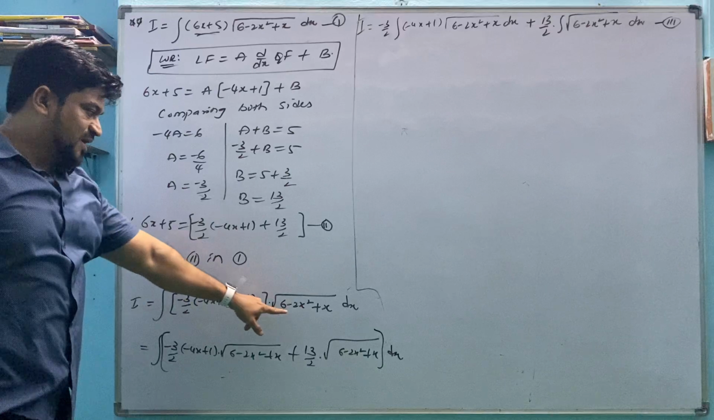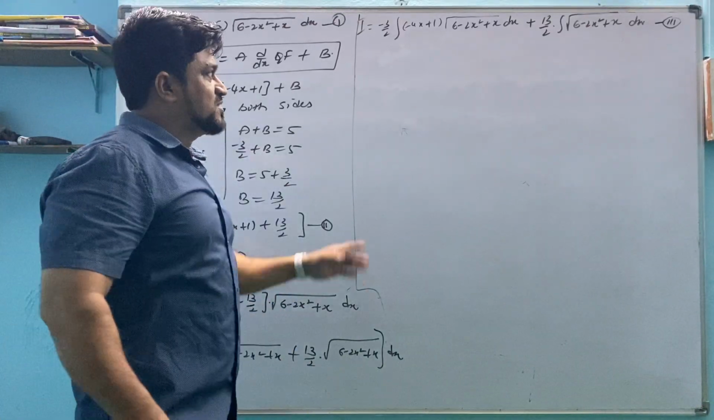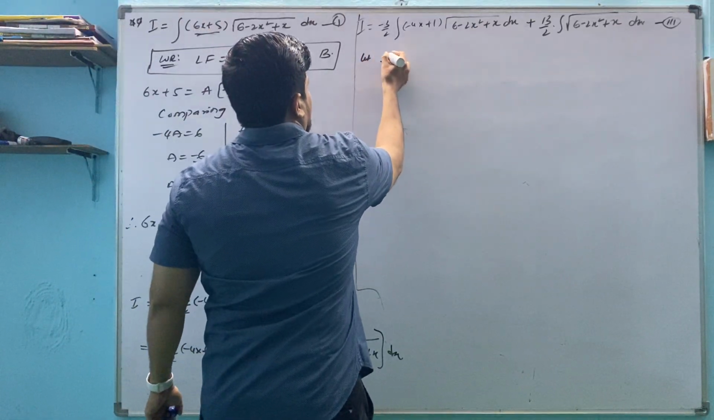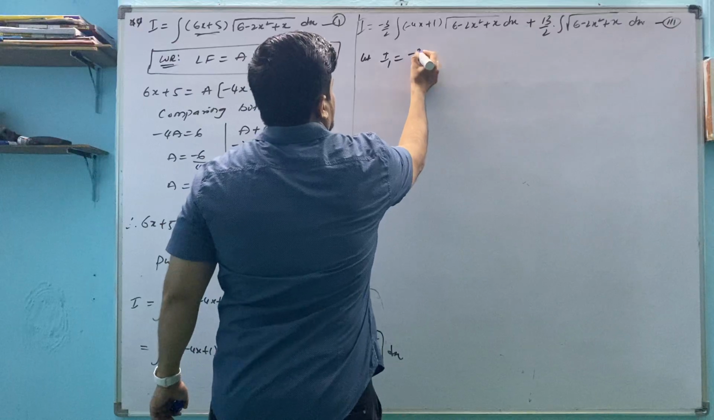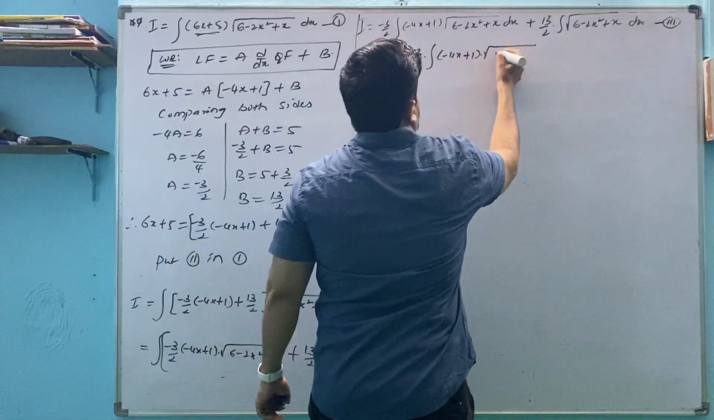Then the first term is multiplied to the root value, and the second term is multiplied to the root value. We get two root values and two integrals now. So we will consider cases, or you can take I1 equals case 1, minus 3 by 20. What I told you, the first term is always substitution.